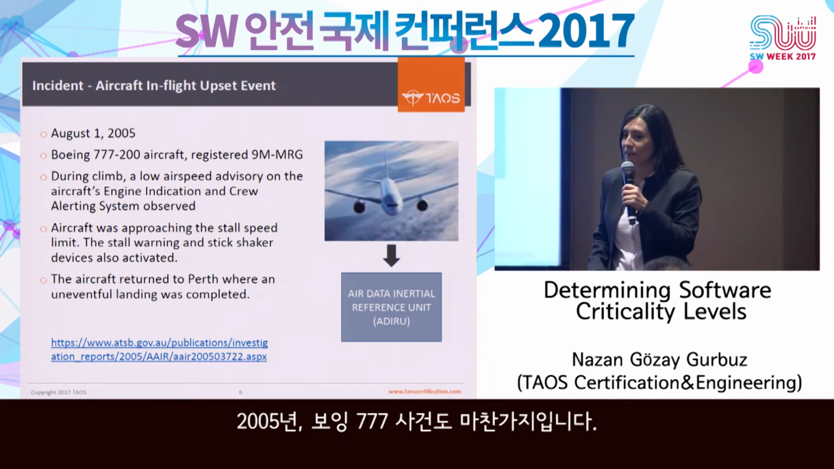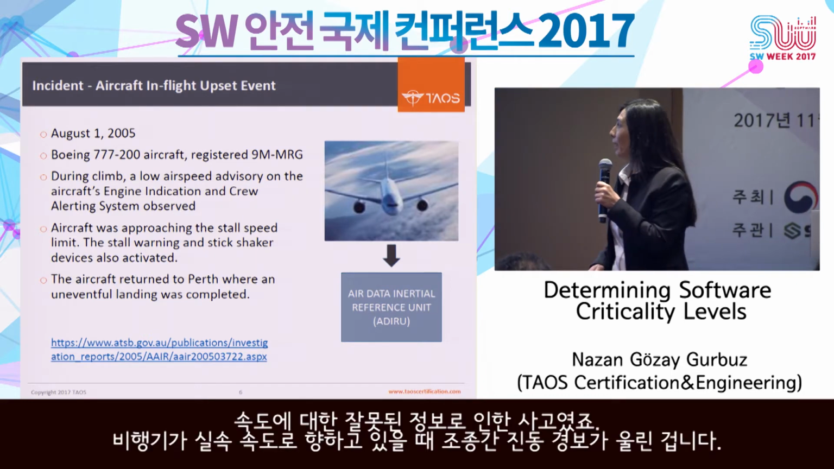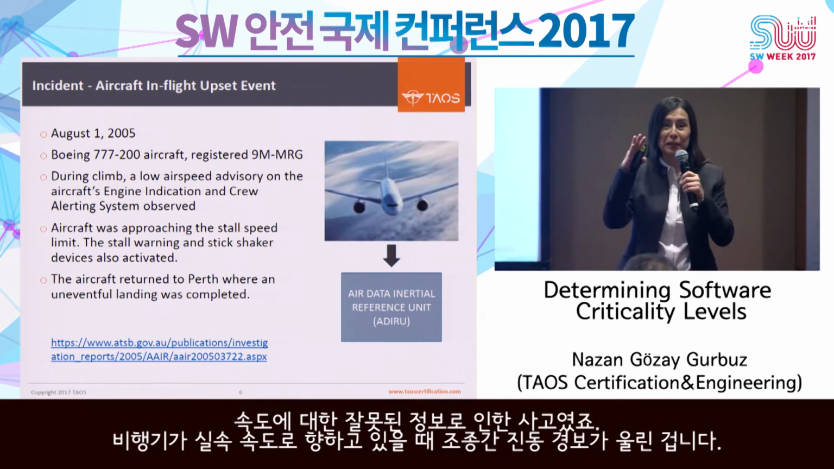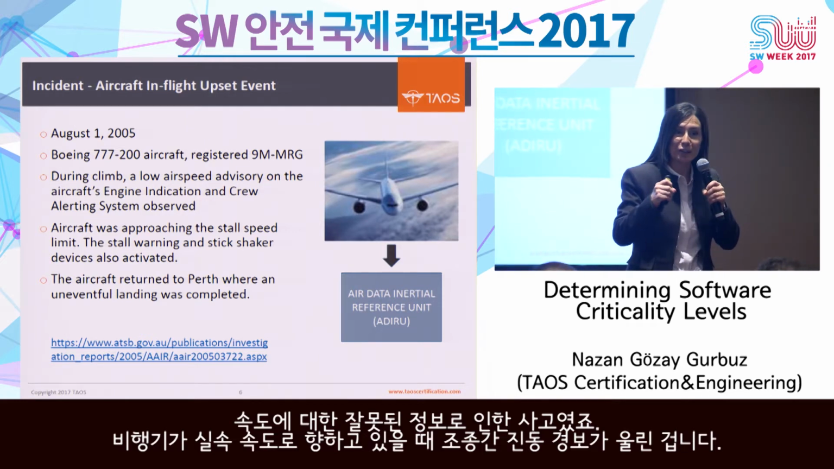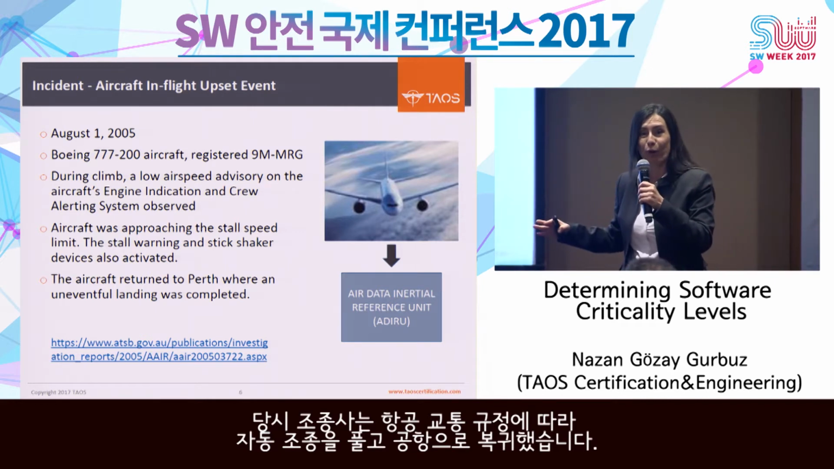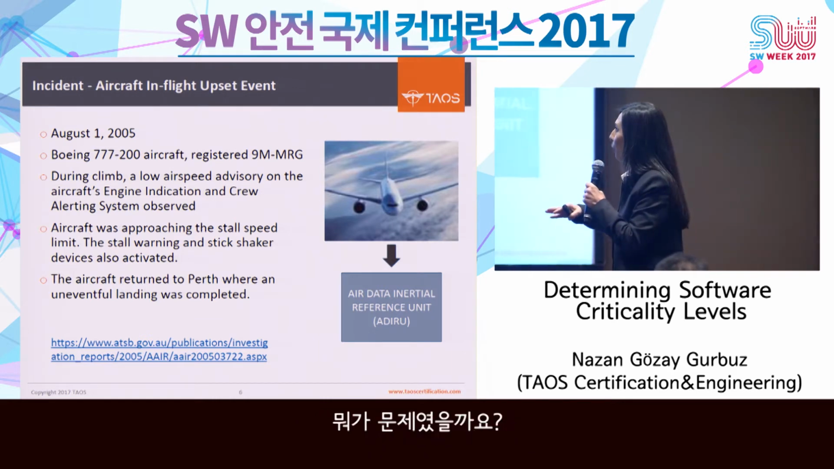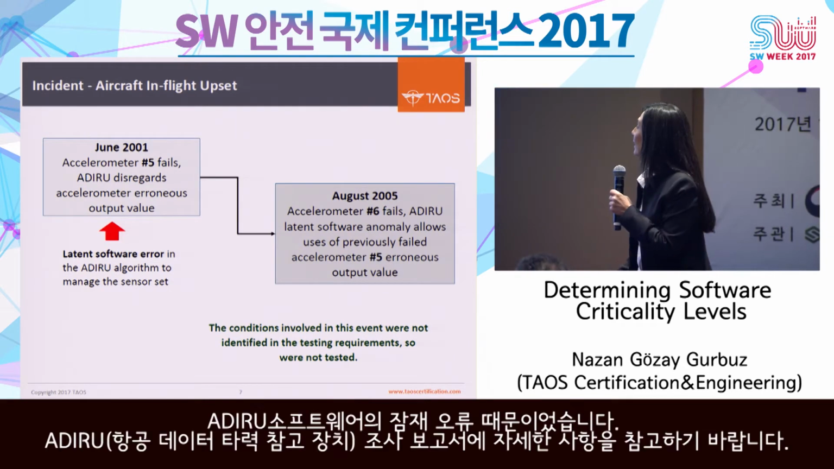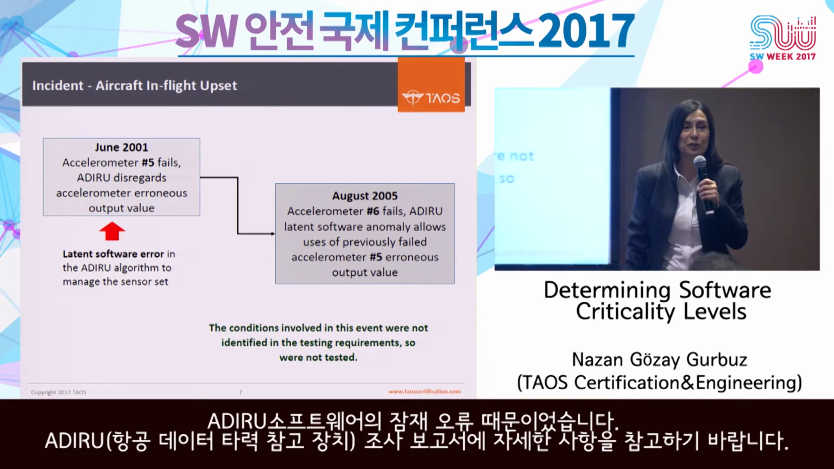And another incident on a Boeing 777, right, in 2005. The pilot got misleading information: high speed, low speed, stall speed. The aircraft was approaching stall speed, and the stick shaker activated, right? The pilot disengaged the autopilot and went back to the airport with the guidance of radar and air traffic management. What was wrong in this case? Software again, right? A latent software error in the ADIRU, Air Data Inertial Reference Unit.